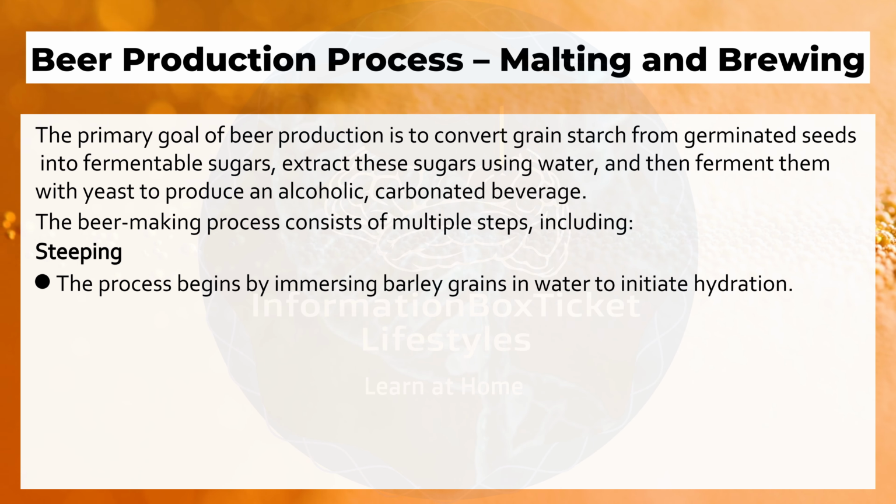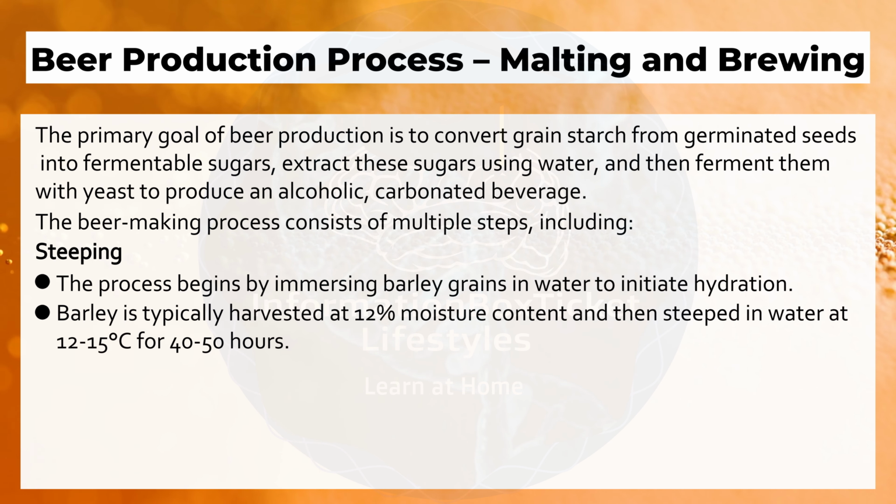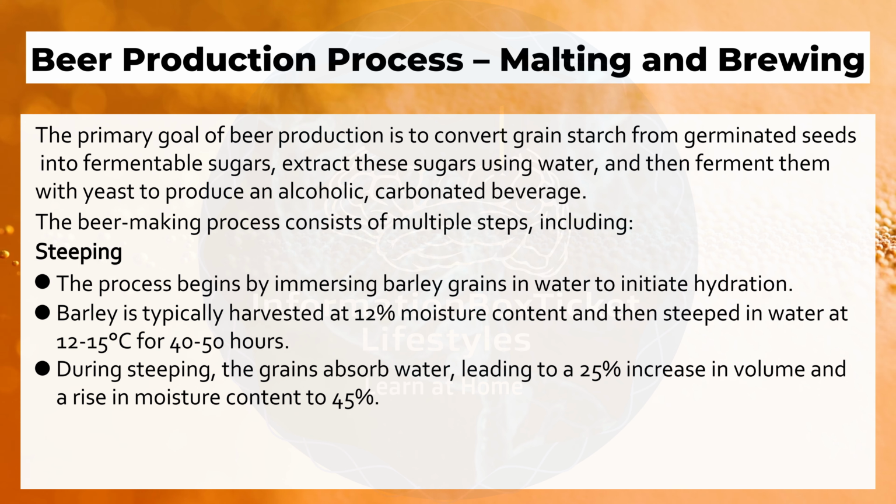Steeping. The process begins by immersing barley grains in water to initiate hydration. Barley is typically harvested at 12% moisture content and then steeped in water at 12 to 15 degrees Celsius for 40 to 50 hours. During steeping, the grains absorb water, leading to a 25% increase in volume and a rise in moisture content to 45%.